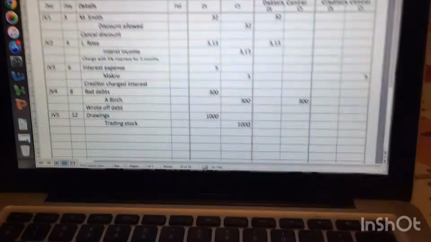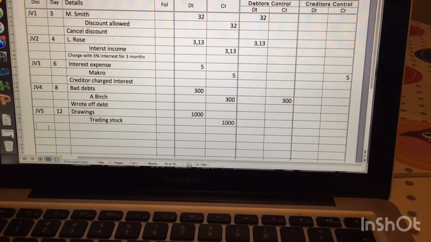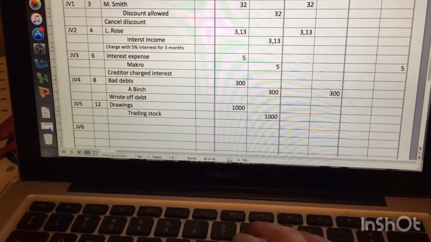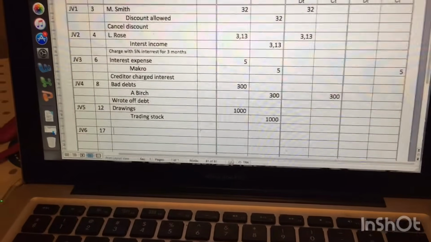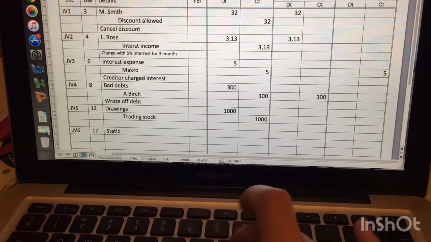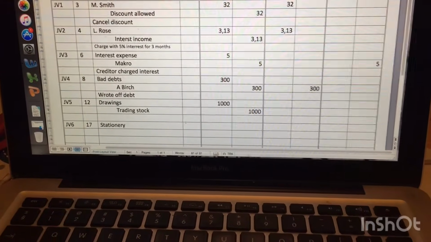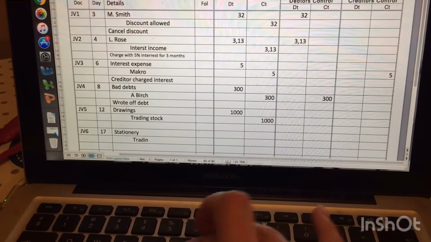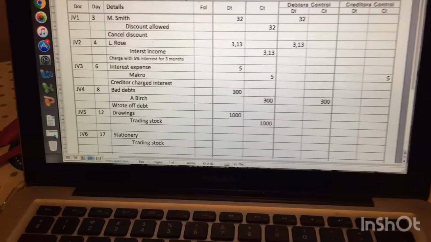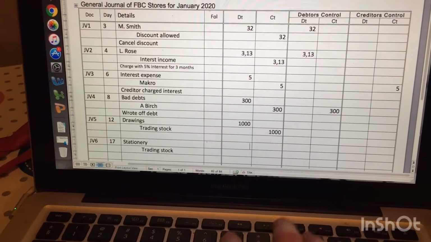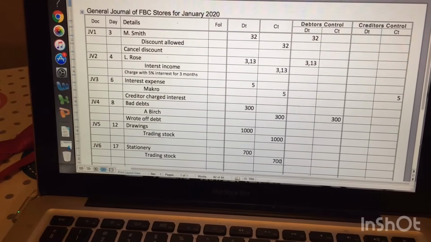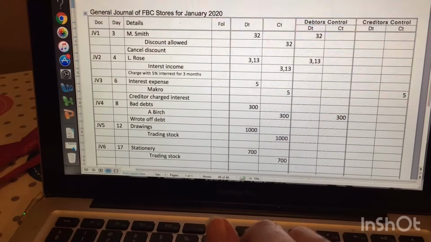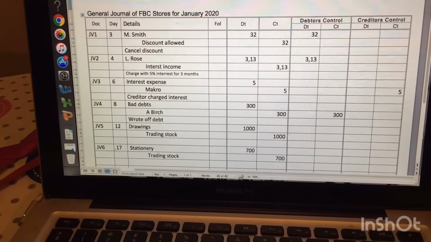So when I go over here, I'm just going to write the journal voucher 6. This happened on the 17th. Stationery was debited and trading stock was credited. The amount 700 and 700, and again, none of them are people, so I only stay in the first debit and credit column. I don't need to go to debtors and creditors.